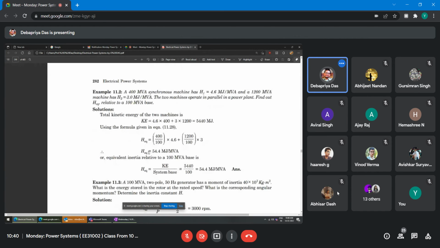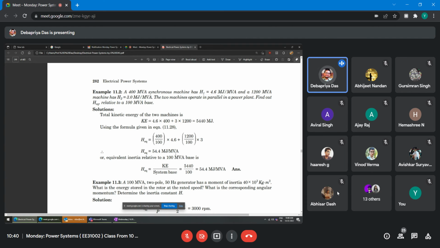Now another one. A 400 MVA synchronous machine has inertia H1 of 4.6 seconds, and a 1200 MVA machine has H2 of 3 seconds. The two machines operate in parallel in a power plant. Find out Heq. This formula we have seen, the kinetic energy of the two machines, that is G1H1 plus G2H2. So this is 4.6 into 400 plus 3 into 1200, so this much megajoule. And from equation 28, that is 400 by 100 into 4.6, plus 1200 into 3 by 100, it is coming 54.4 megajoule per MVA, that is seconds.